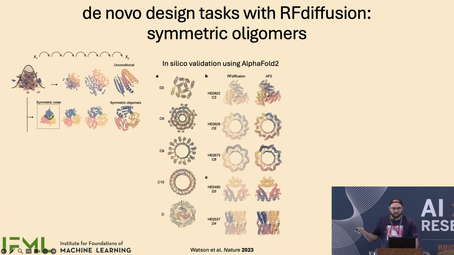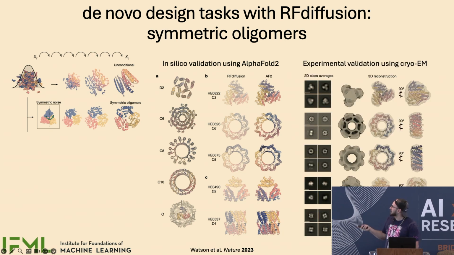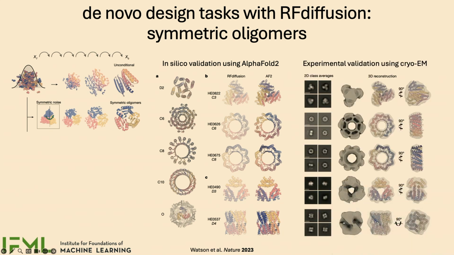But this is just all on the computer. He then took it a step further and actually made them in the lab and then solved their 3D structure, and showed that, yes, indeed, these protein sequences that were made with AI actually give us the 3D structure that the computer is telling us they make.